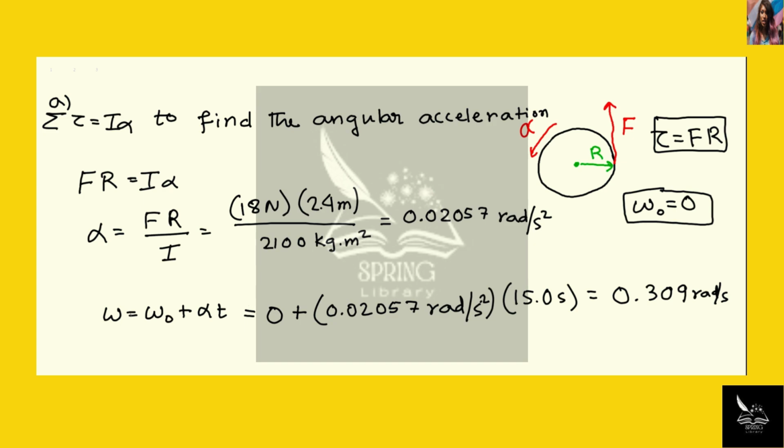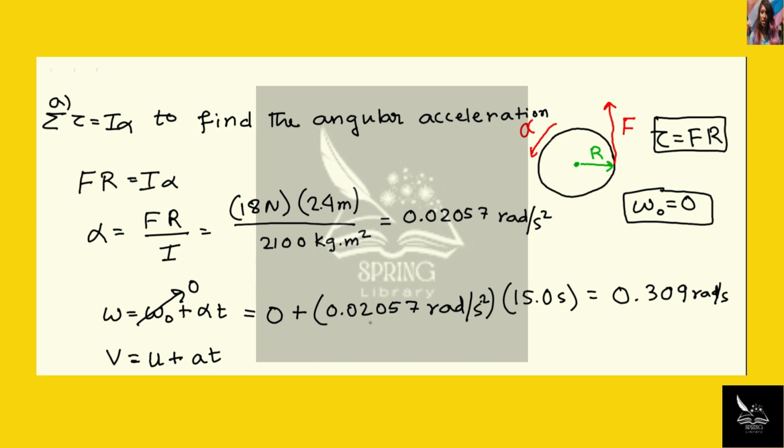Now to figure out omega, as we mentioned, the initial angular speed is 0, so we can set this equal to 0. So we'll have omega equals alpha times t, and again this is equivalent to the linear motion, where we say v, or the final velocity, is equal to u, the initial velocity, plus a times t, where a is the linear acceleration and t is the time. So this is the linear equivalent of this angular equation.